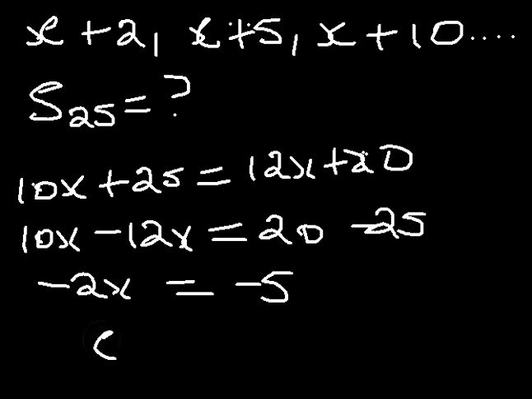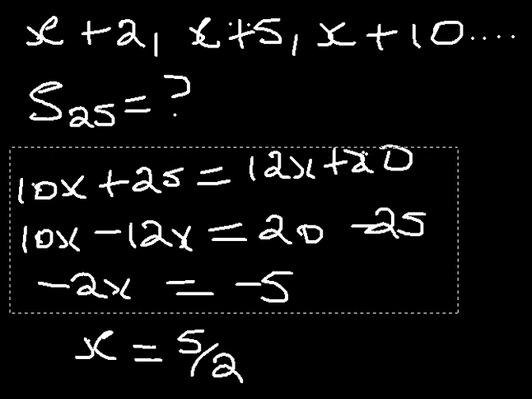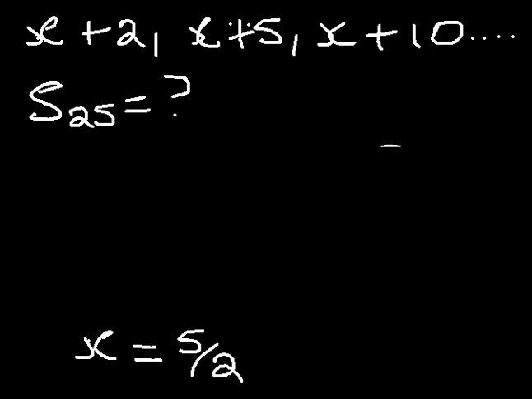So in this case the value is 5 over 2. That should be the value of x, not the common ratio. Sorry for that. We have x as 5 over 2. So let's substitute for x in these terms, so we should be able to interpret what is really there.